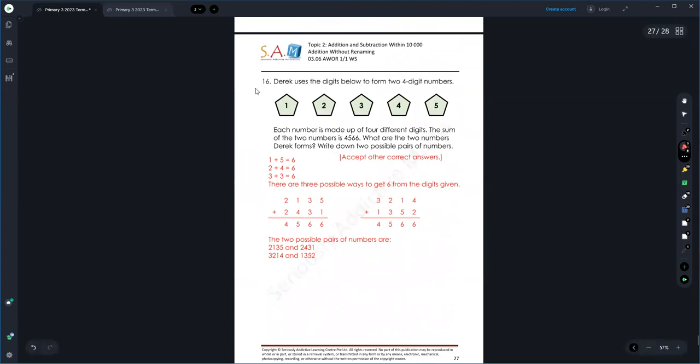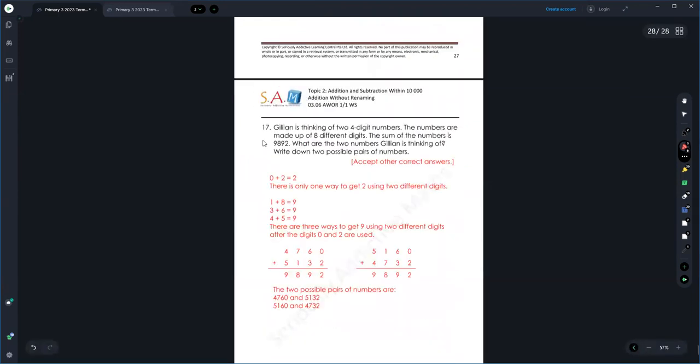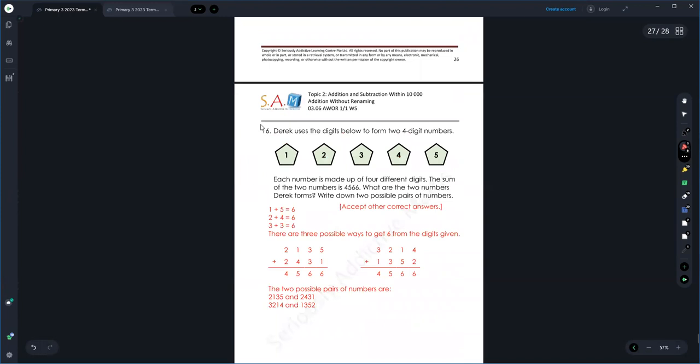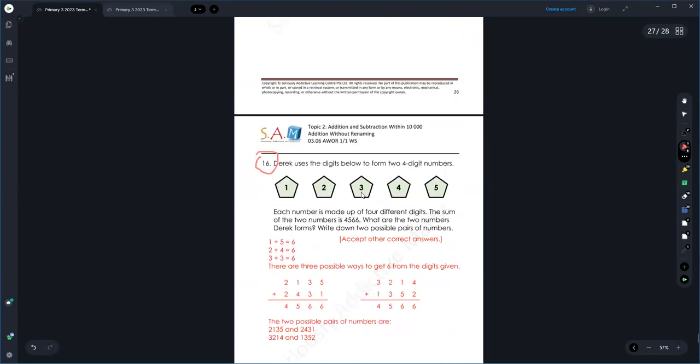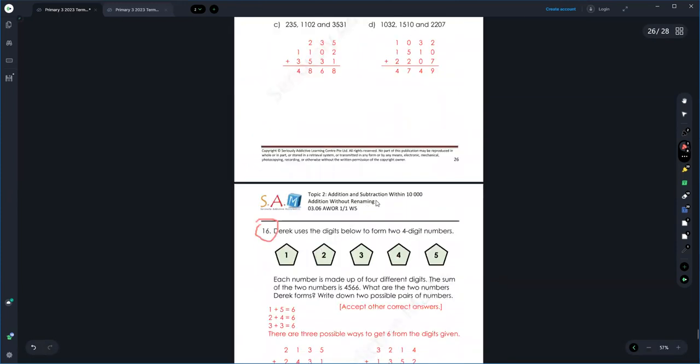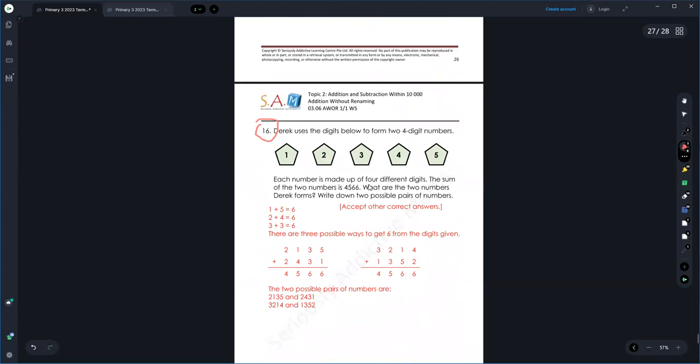Okay, 16 will be a bit more complex. So depending on time, definitely demonstrate how to do 16. Look at the question here. Each number is made up of 4 different digits. Highlight 4 different digits for them. The sum of 2 numbers is 4,566. So there are 2 numbers, all 4 digits. And what are the 2 numbers? Write down the possible pairs.